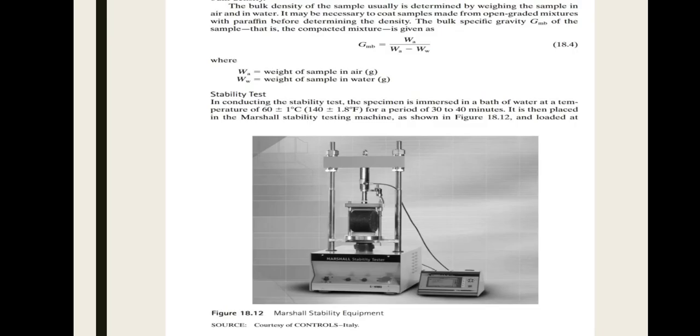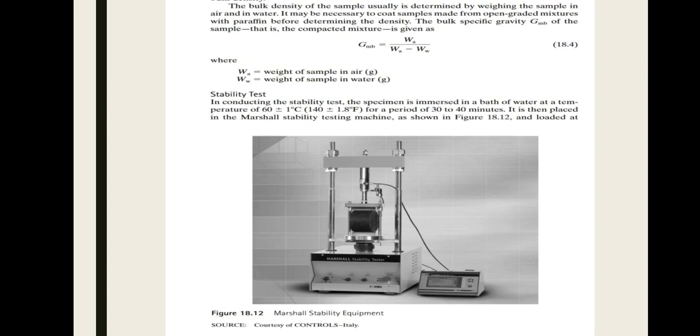The bulk density of a sample is usually determined by weighing the sample in air and water. It may be necessary to coat samples made from open graded mixtures with paraffin before determining the density. The bulk specific gravity, or GMB, of the compacted mixture is given as GMB equals WA over WA minus WW, where WA is the weight of the sample in air and WW is the weight of the sample in water.